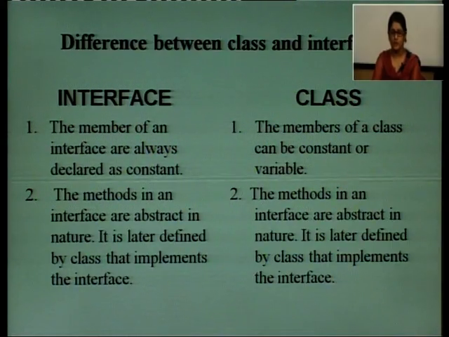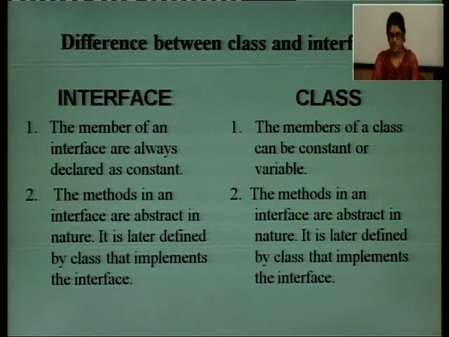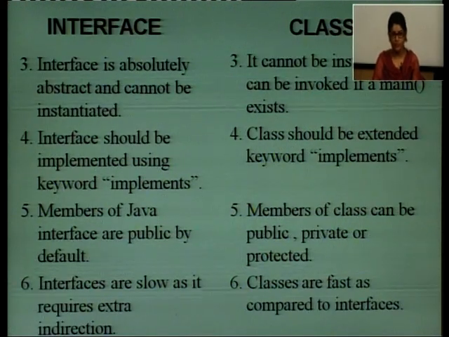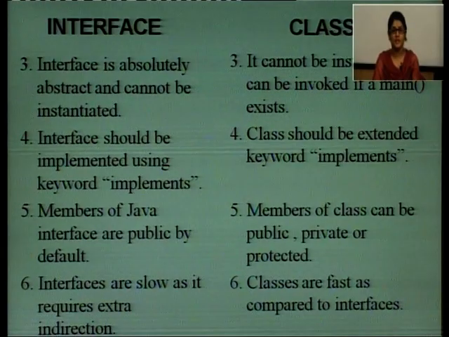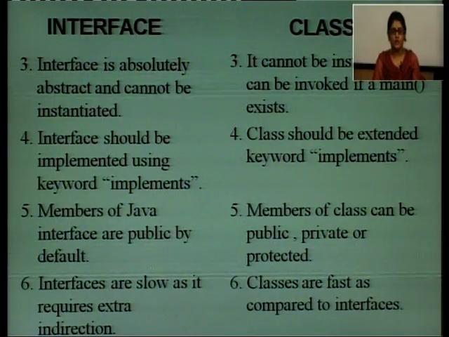Whereas the methods in the classes are not abstract in nature and they can be defined in the class at the same time. So this is the second difference. The third difference is that an interface is absolutely abstract and it cannot be initialized. In the case of a class, it can be initialized and it can be invoked if a main exists.